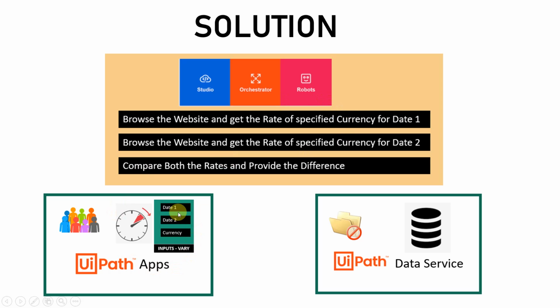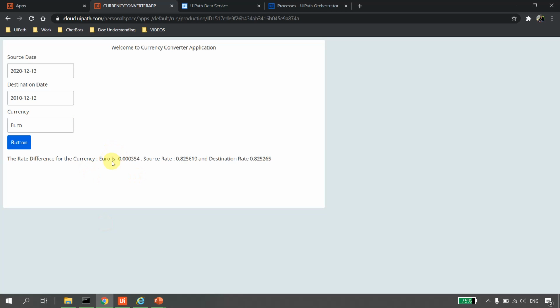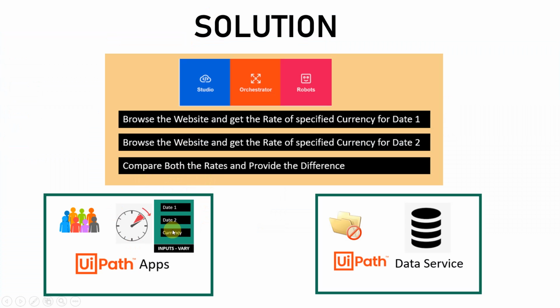Now the second set of problems was: what would happen if the input is varying and the time is not fixed, right? For that, we have built an app in UiPath App Studio, where we can run it any number of times with any set of inputs, right? We can change this to USD, we can change this to INR, we can change the date, and we can run it any number of times, provided anybody who has this URL can access this website. Okay, so we addressed the problem of varying input, the scheduling part and the number of users with the help of UiPath Apps.